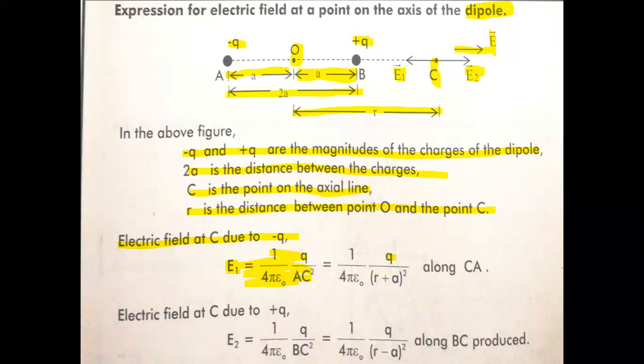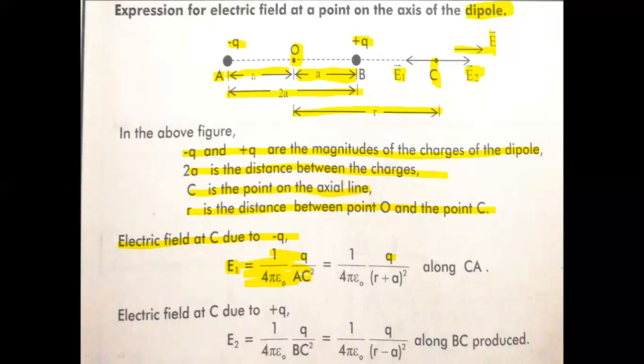How do we write AC square? How do I get AC? So here, the distance between A and C: if I do AO plus OC, please understand, if I want to get the distance from point A to point C, I have to add that, right? So I will take the distance AO plus OC. What is the distance between A and the point O? That is capital letter A. AO plus OC I have to do.